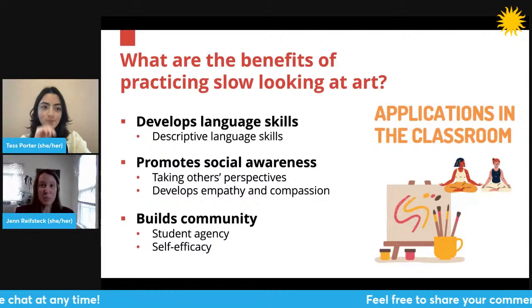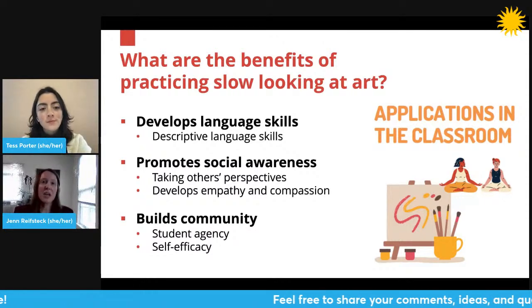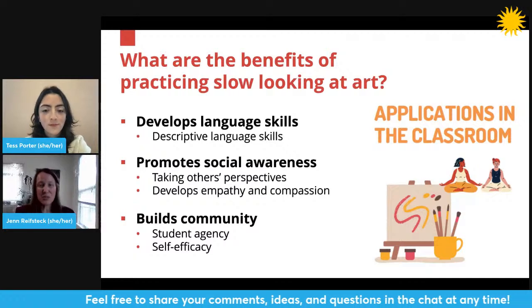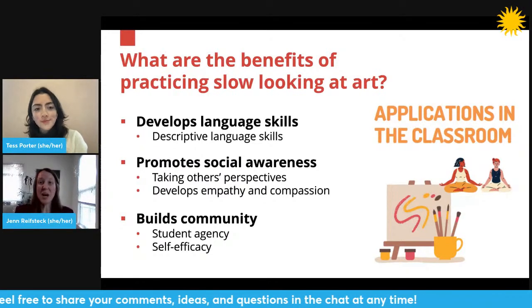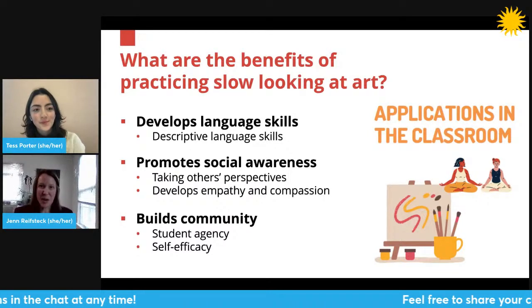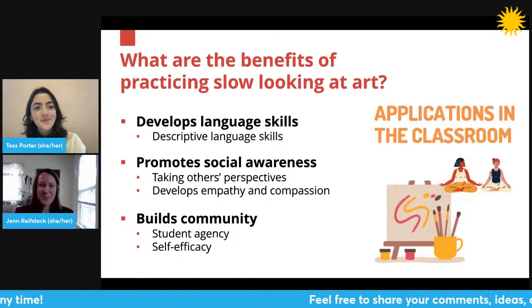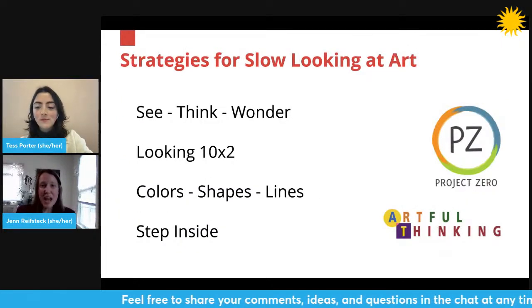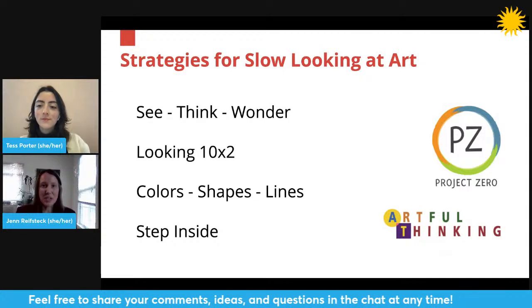You're taking on other people's perspectives, understanding their points of view when they interpret the work of art. You enter the work of art and you use your imagination. And so this is all related to social awareness and perspective taking. And here are some strategies for slow looking at art.